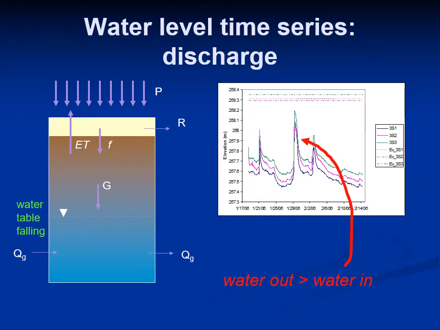During periods of discharge, the water table falls, indicating a negative change in storage in the system. During these periods, the groundwater flow out of the aquifer, QG, exceeds the percolation, G, into the saturated zone.